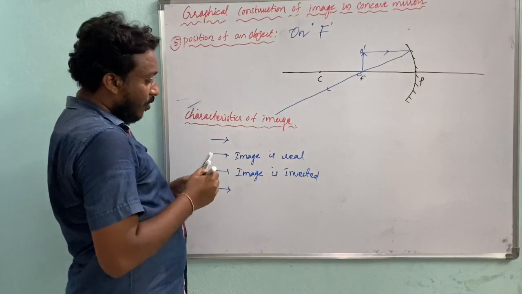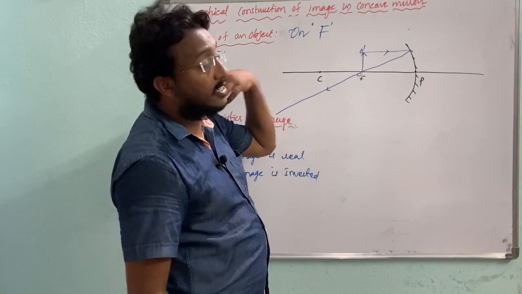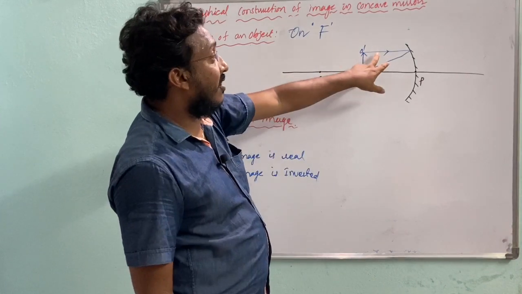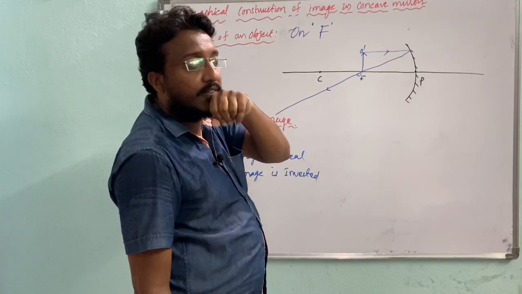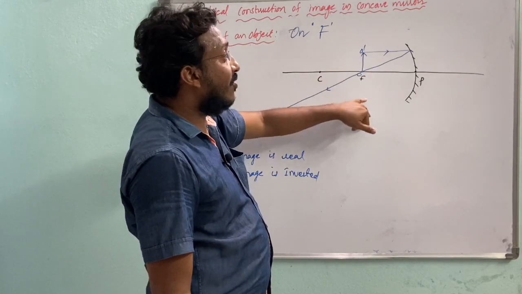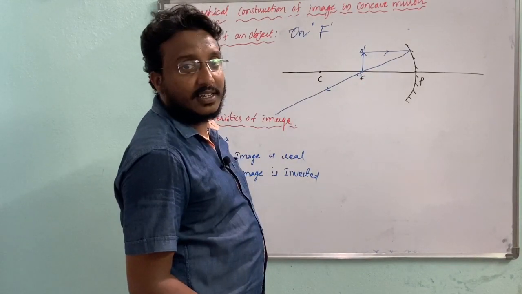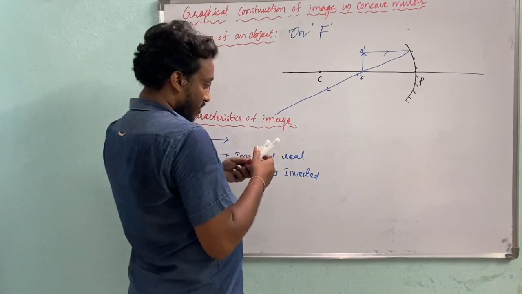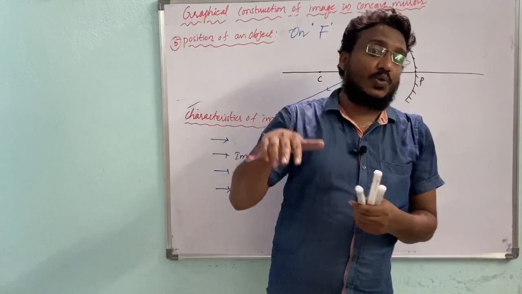In the previous four positions, I have taken the incident rays and followed the second rule. To complete the ray diagram, I used two types of rays. The first one is parallel to the principal axis, the second one is through the focus. Here, is there any chance to pass through the focus? No. So in such cases we still have two rules.